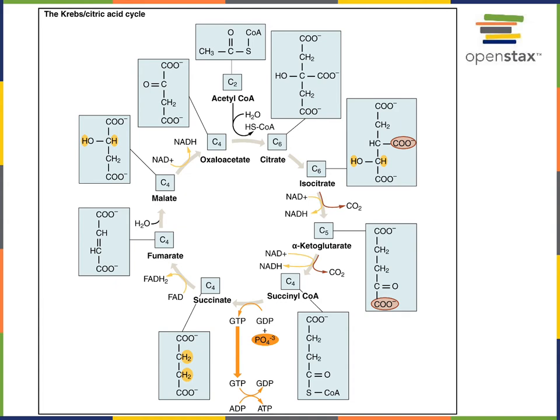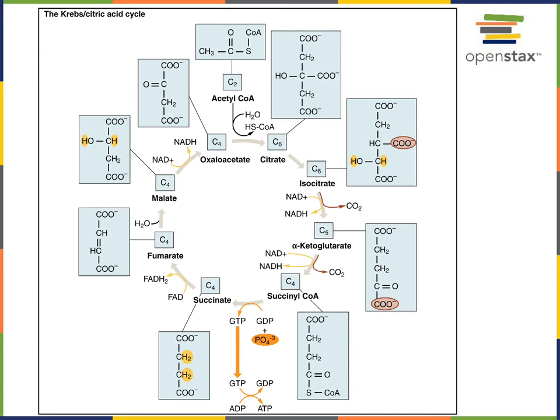citrate. The second step of the citric acid cycle is an isomerization reaction, converting citrate to isocitrate, which is catalyzed by aconitase. The third step of the citric acid cycle is the first redox reaction, where isocitrate dehydrogenase catalyzes the oxidation of isocitrate and the reduction of NAD+, forming alpha-ketoglutarate, carbon dioxide, and NADH as products.